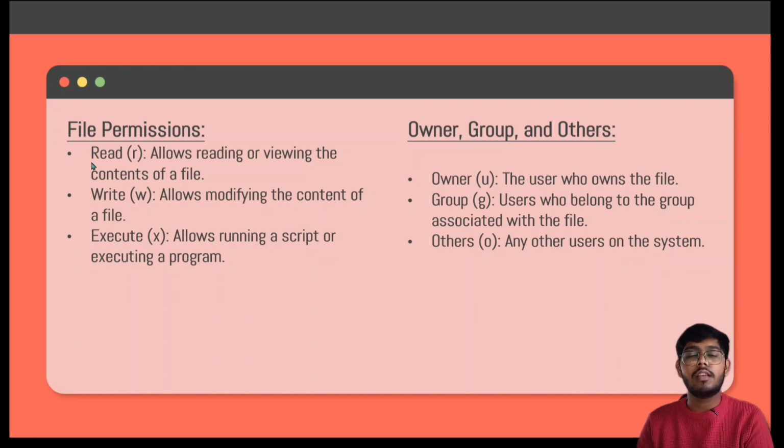Read permission stands for who can read or view the content of any file. Write permission stands for who is allowed to modify the contents of any file, and execute stands for who can execute the file. There are 3 types of user in a Linux system: owner, group and others. The owner owns the file, users who belong to the associated group are called group, and others are any other users on the file system.